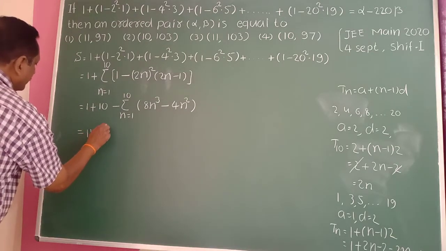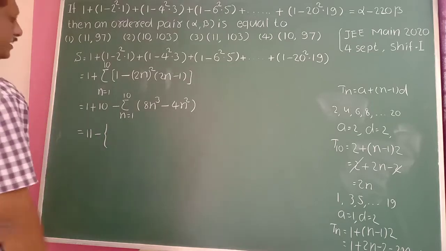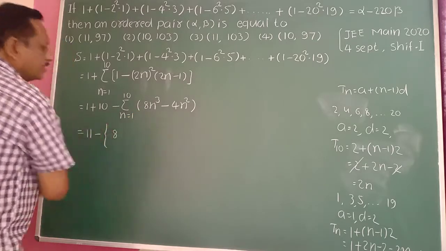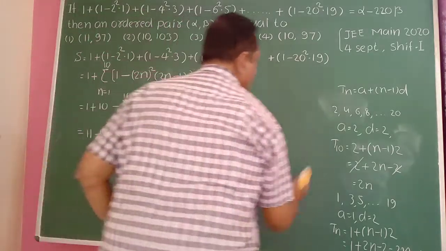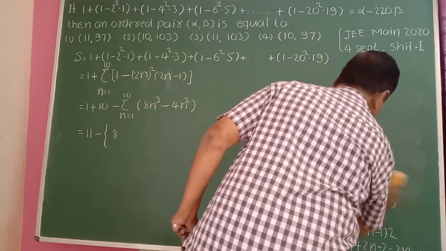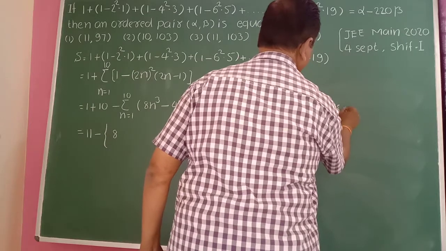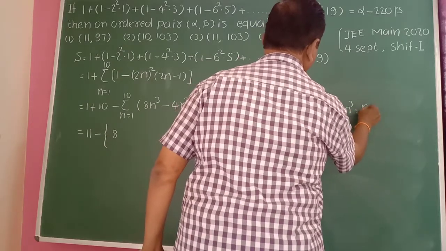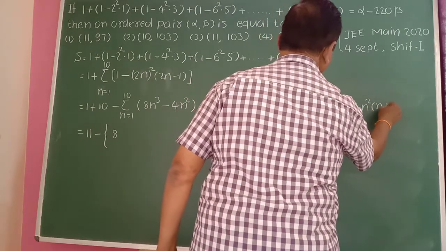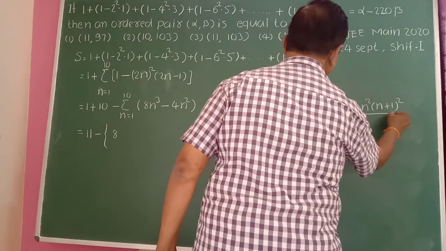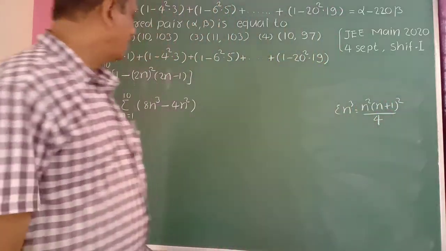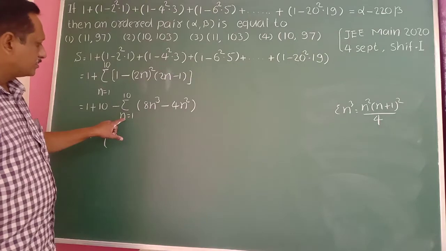It becomes 11 into bracket 8 into... You know this formula, summation of n cube. So summation of n cube is equal to n square into n plus 1 whole square divided by 4. Therefore, here n is equal to 1 to 10.